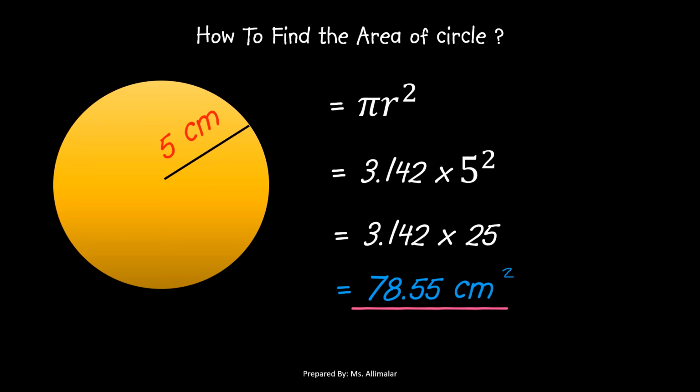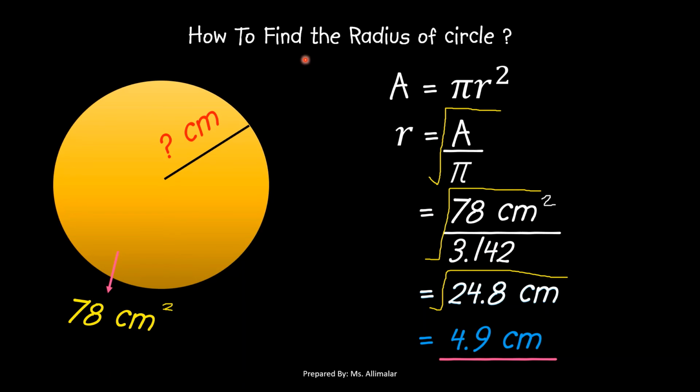Okay. Now, last part. How to find the radius of circle? Now, guys, in this case, the question is asking you to find the radius of the circle, but they didn't give you the circumference. They gave you the area of the circle, which is 78 cm square. Guys, always see, if you have square, it's not circumference, it is area. Okay, be careful with the square. Now the formula for area, A stands for area, equals to pi r square. The same formula that we did just now.